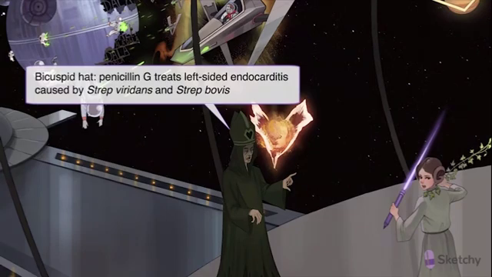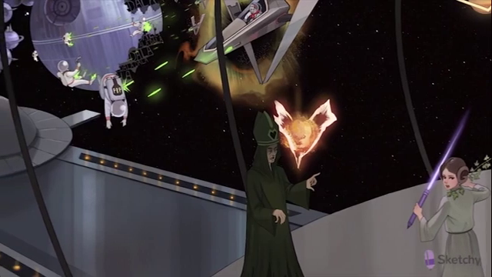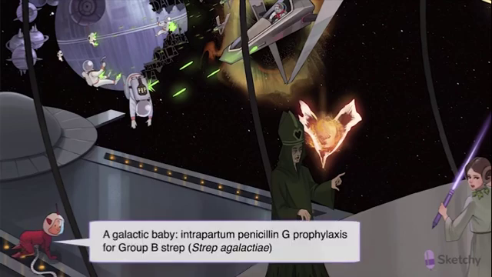One more strep infection to mention, and that's Strep agalactiae, or Group B strep. Always remember Group B for babies. And outside on the space dock is a galactic baby. Heir to the Agalactiae throne, he's attached to an umbilical cord-esque oxygen line to remind you that penicillin G is given intrapartum for Group B strep prophylaxis.